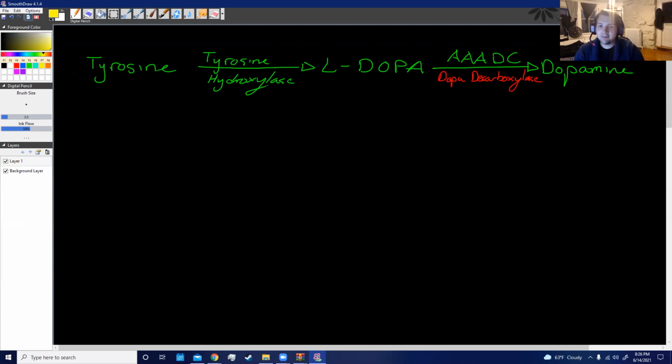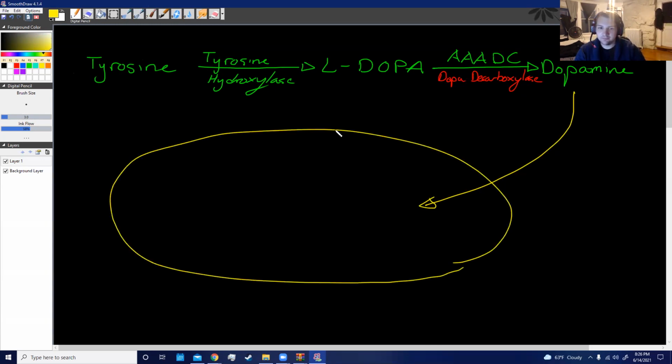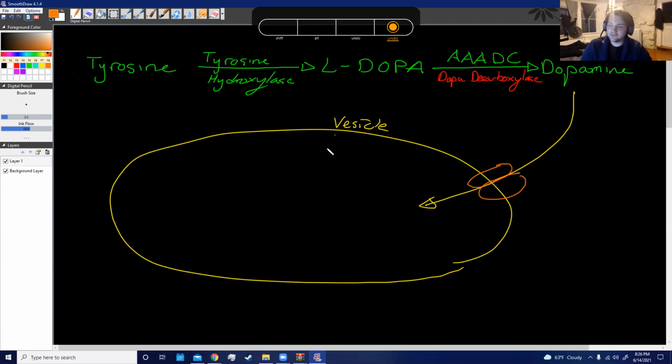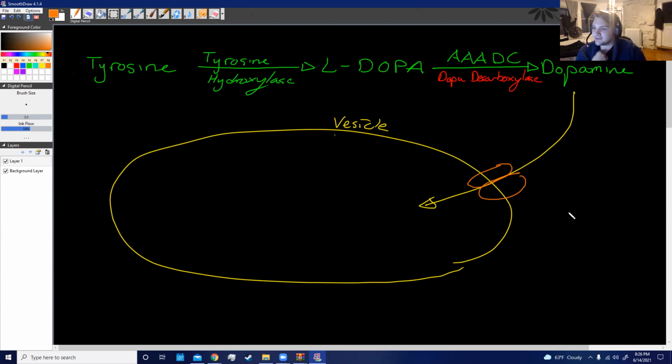Now, this is all happening inside the nerve terminus, within the cytoplasm. So what then has to happen is that this is taken up into a vesicle. And it's taken up through a transporter, just like we saw with acetylcholine, because remember that neurotransmitters are not safe inside the nerve terminus. There's plenty of enzymes that would likely break this down.